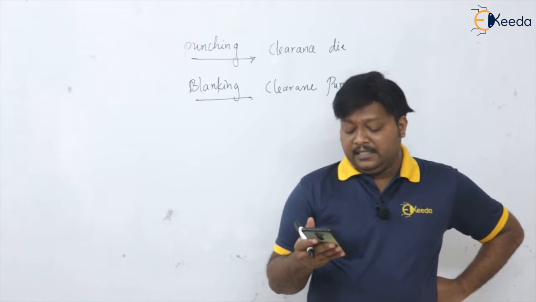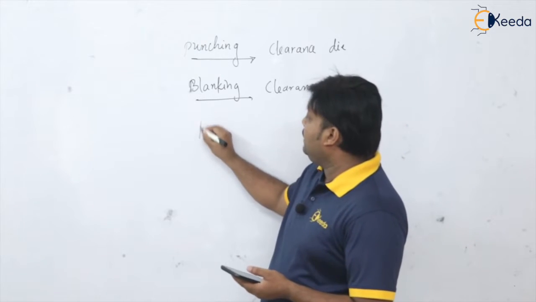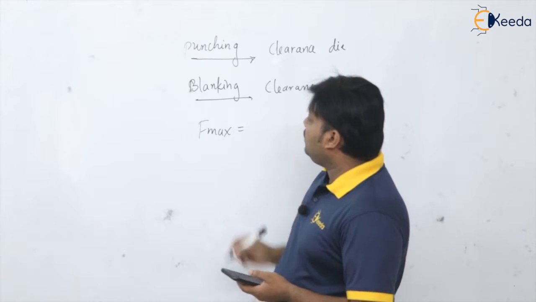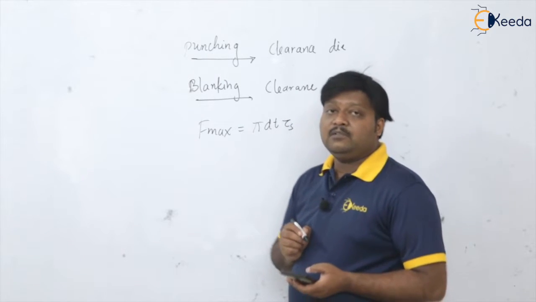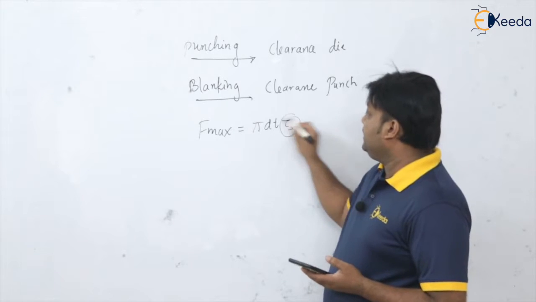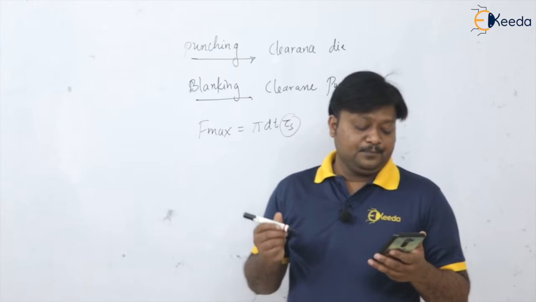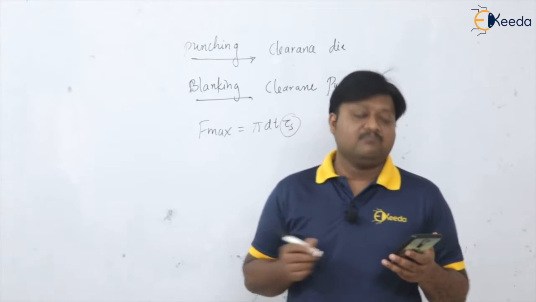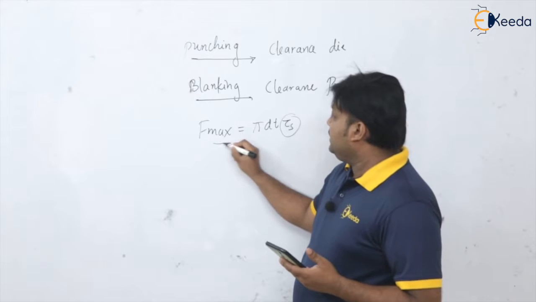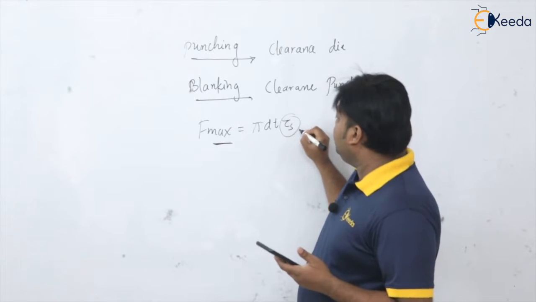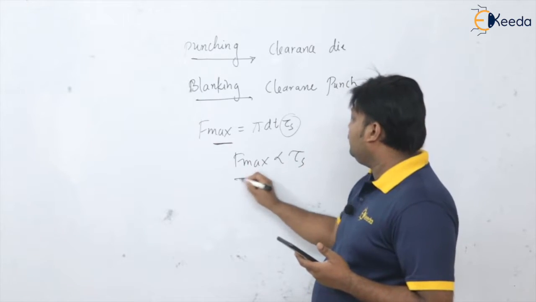Next question. The cutting force in punching and blanking operation mainly depends upon. Cutting force in punching and blanking, we have seen F max is equal to what? Say it's a circular hole, then it is pi times d times t times shear strength of the material. So it depends basically on the shear strength of the material. The options are modulus of elasticity, no. The shear strength of the material, yes. And the other options are bulk modulus and yield strength. So this force in punching and blanking is proportional to the shear strength of the material.